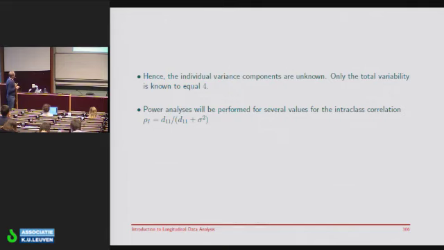So the individual variance components are not known, only the total variability is known to be about 4, let's say, and I will now do some power analysis for several values of the intra-class correlation, and that basically means splitting up into D11 and sigma squared. But make sure that the sum is equal to 4. So I'm going to use different values of D11, and then, of course, sigma squared immediately follows from that.